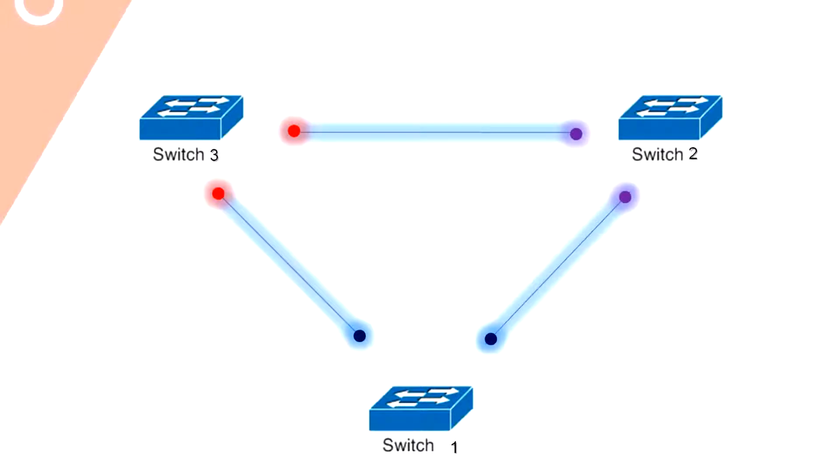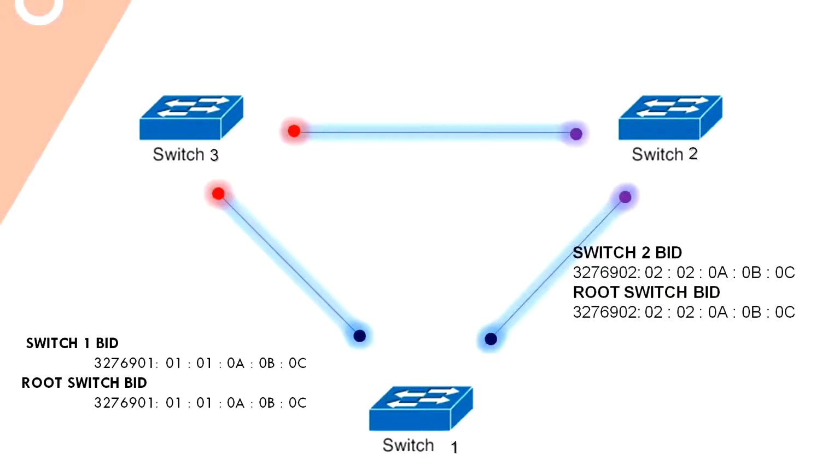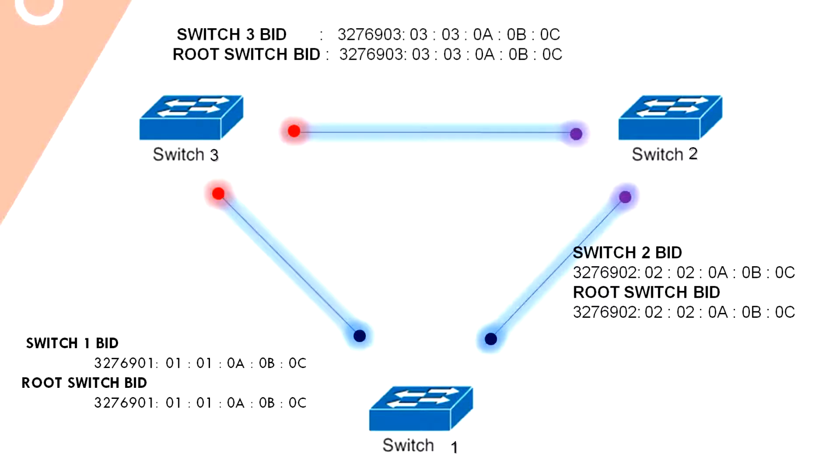So now here we have an example network to explain how a root switch is selected. Here we have switch 1, switch 2 and switch 3. First, switch 1 decides itself as the root switch, and switch 2 and switch 3 also will do the same. Now they will send this information to all switches in that network, which means switch 1 will send this information to switch 2 and switch 3, and switch 2 will send this information to switch 3 and switch 1. And switch 3 will send this information to switch 2 and switch 1.